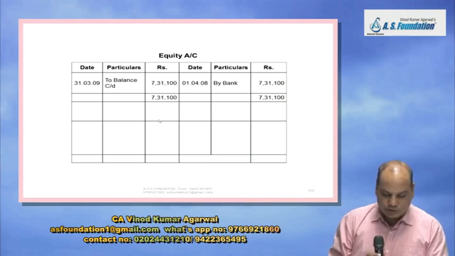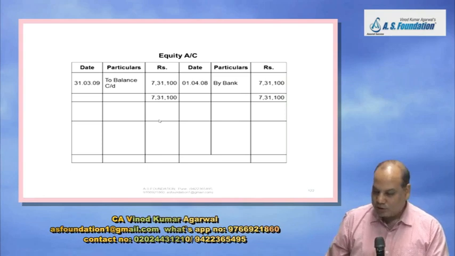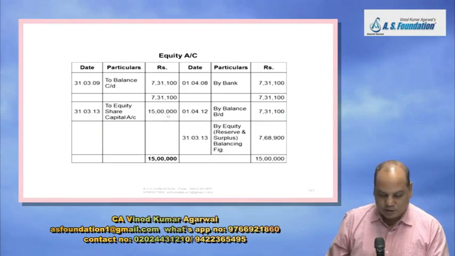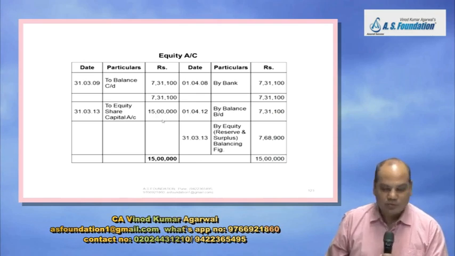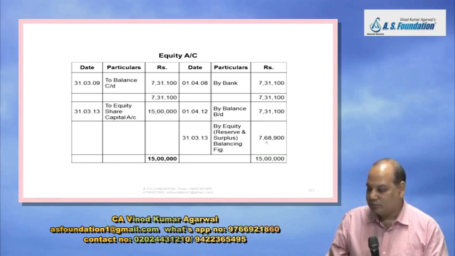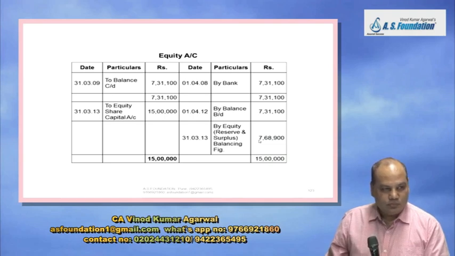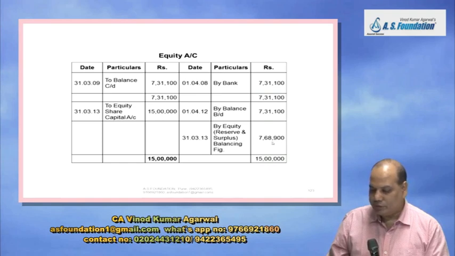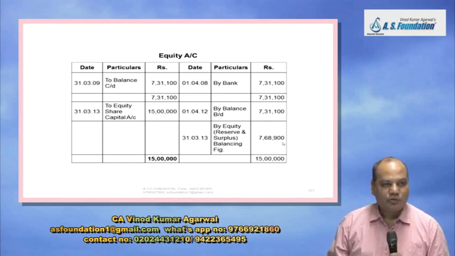You have to issue equity shares. Issue the equity share of 15 lakh. This time it is not mentioned that it is 10% or 5% premium. So we will issue equivalent number of equity shares, equivalent value of equity share, 15 lakh rupees. And then buy equity balancing figure, reserve and surplus. Buy reserve and surplus balancing figure. This way equity account will close.